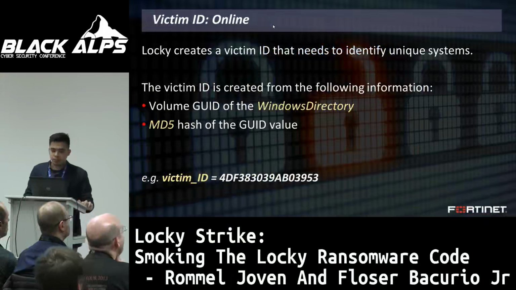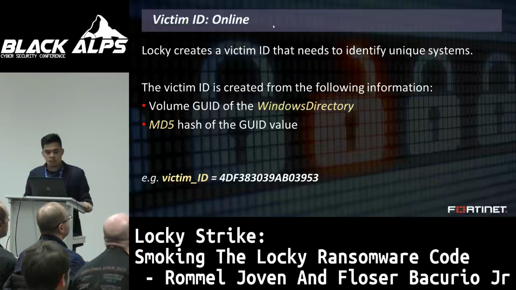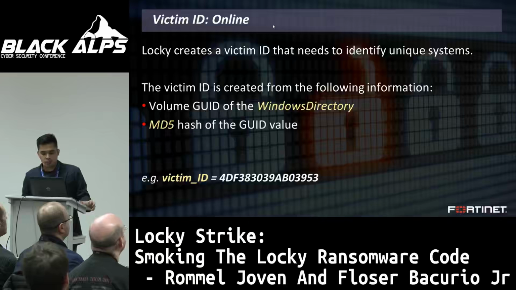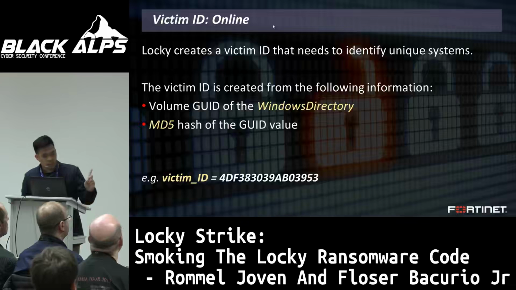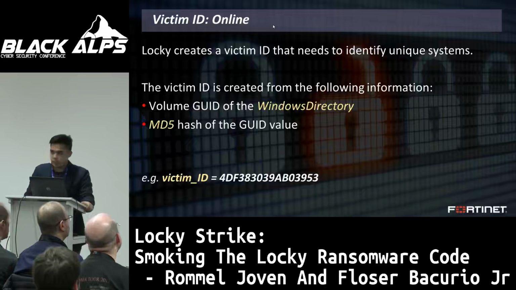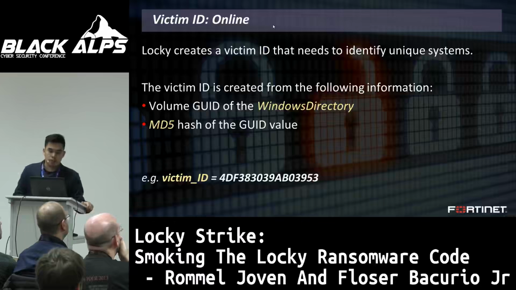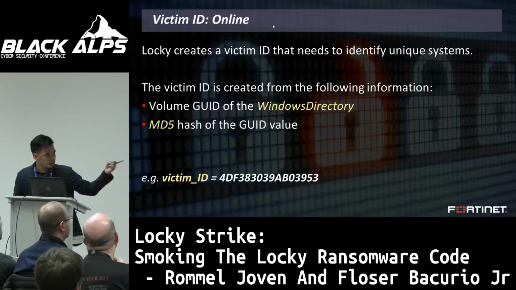So after decrypting the configuration, Locky now proceeds to create the victim ID. To be able to identify the victims, Locky has to create a unique ID for each victim. This is for online, since offline mode has a different victim ID. For the online mode, it will take the volume GUID of the Windows directory. This GUID will be hashed using MD5, and then the first 16 characters of the MD5 will be the victim ID. An example is seen below.